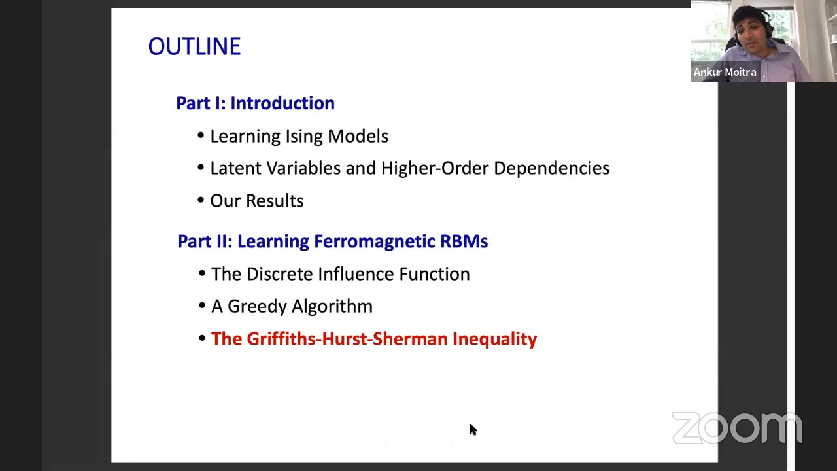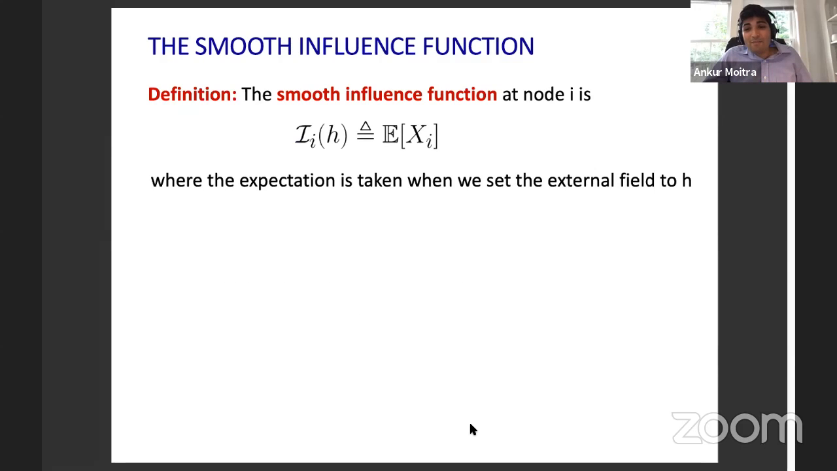So I'm going to very briefly, no talk would be complete... this talk wouldn't be complete without actually telling you what the Griffiths-Hirsch-Sherman inequality is. I'm not expecting you to get any insights from it because it's kind of a mess. But let me tell you first about the smooth influence function. Instead of working with a discrete function that takes a subset and asks what happens to the spin at some node I when you pin those nodes to +1, you can instead think of varying the external field, and you can simulate the same types of things.